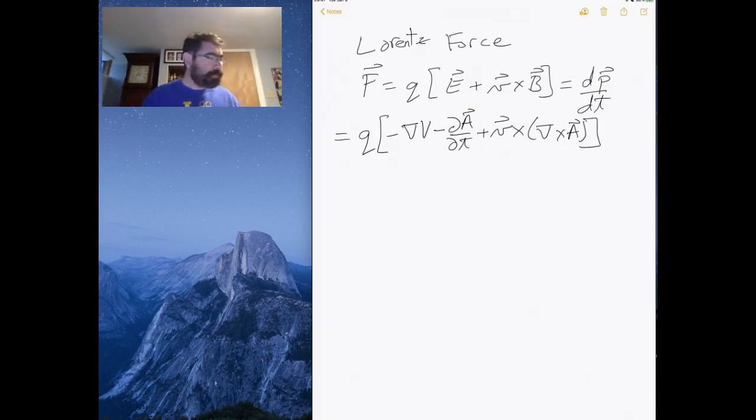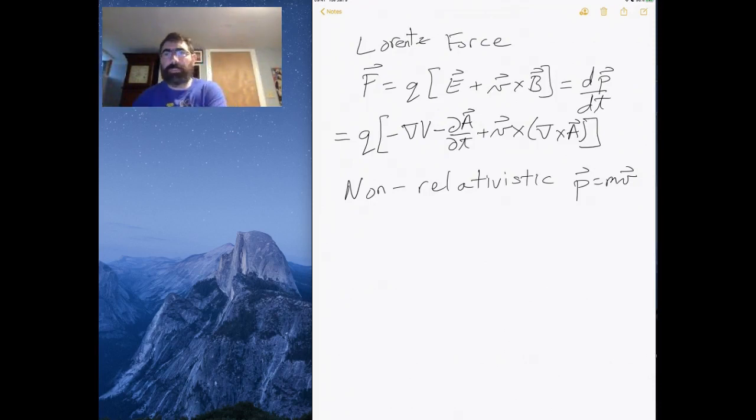Okay. For the momentum, we're just going to assume it's non-relativistic. So P is equal to the mass times the velocity. Okay, so let's not worry about relativity just yet. So let's go back and see if we can clean up that cross product term.